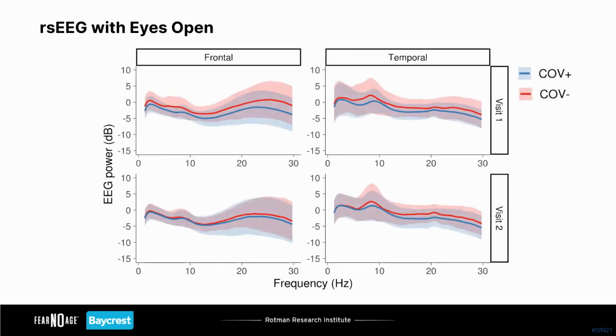Overall, the results look similar in the eyes open condition, where the blue curve again is lower than the red curve, showing reduced power in the COVID plus group compared to COVID negative. But the differences are not really visible in visit 2, except for this higher range in the beta band at visit 2.